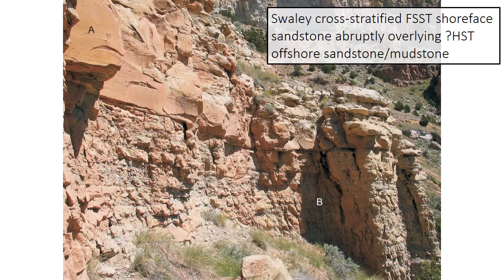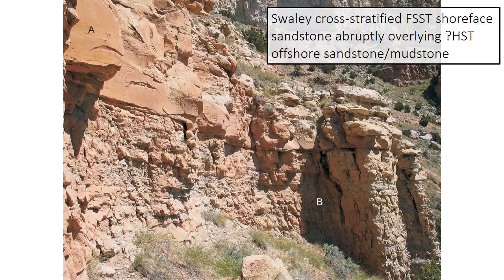The regressive surface of marine erosion is typically very distinctive. It normally separates finer-grained offshore facies, perhaps offshore transition facies, below from sharp-based shoreface sandstones above. The offshore transition is largely or entirely missing, so there is an abrupt grain size transition. It's potentially marked by signs of marine erosion, like gutter casts.